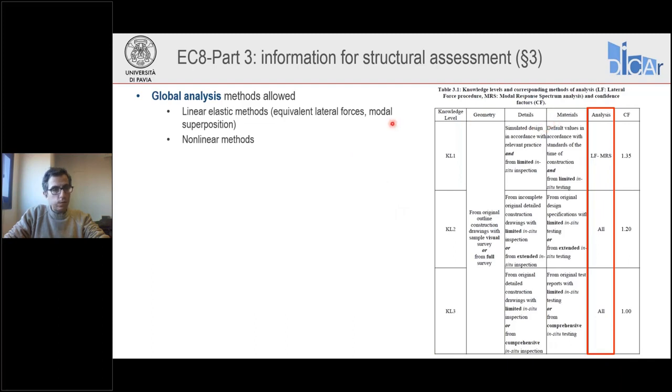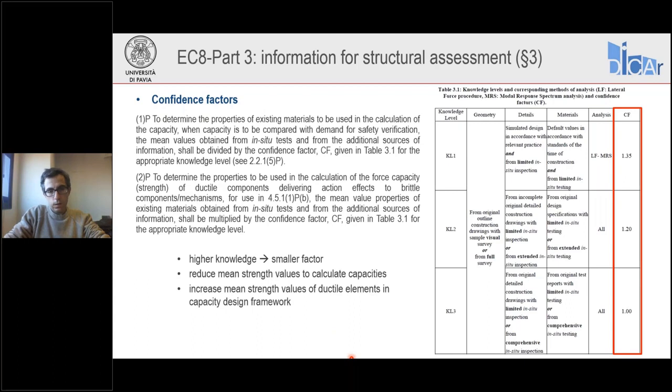Eurocode 8 is then introducing the global analysis methods to be used in the assessment. In particular, it is mentioning linear elastic methods like equivalent lateral forces and modal superposition methods, and also nonlinear methods. Finally, it is introducing the concept of confidence factor. Now, confidence factor is a factor that has to be applied to material strength. This factor is reducing when you increase the knowledge.